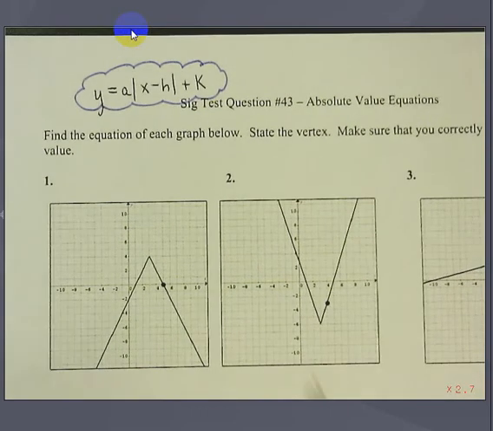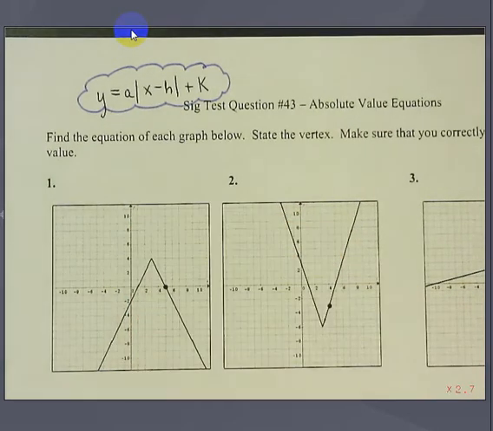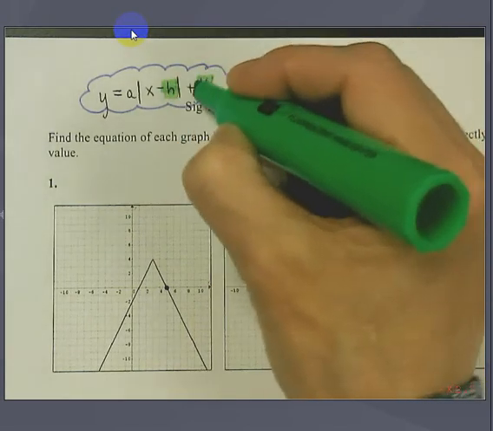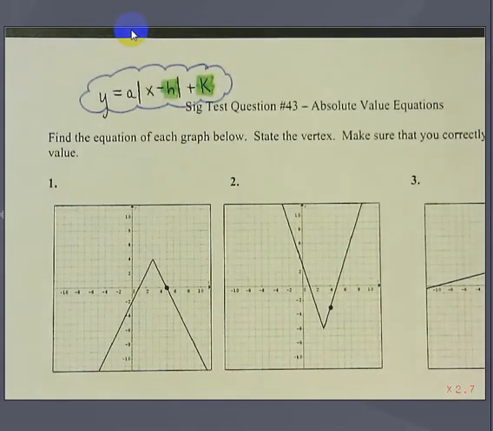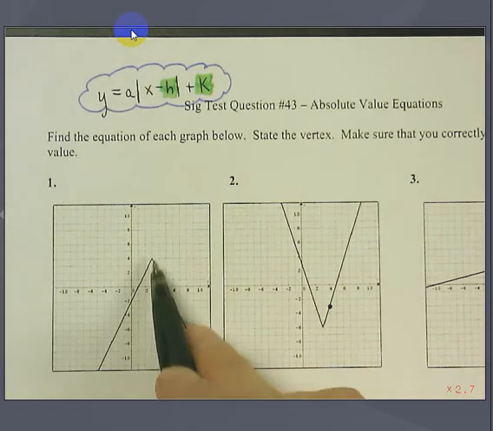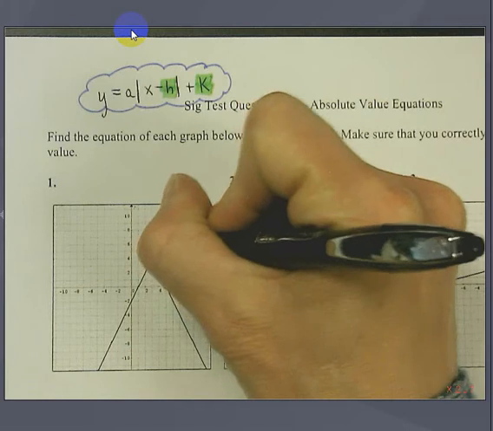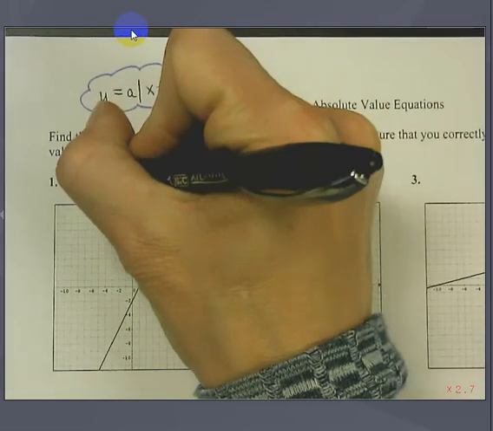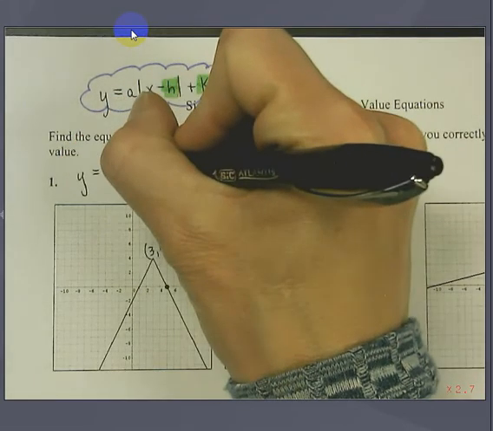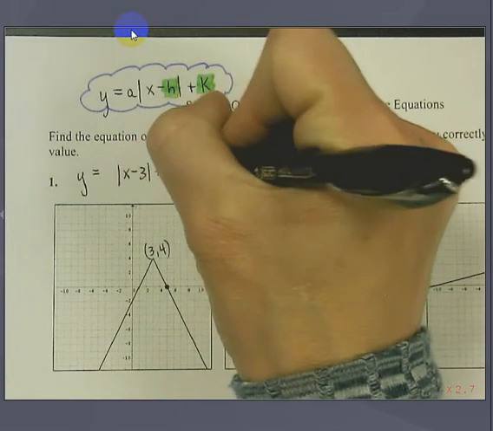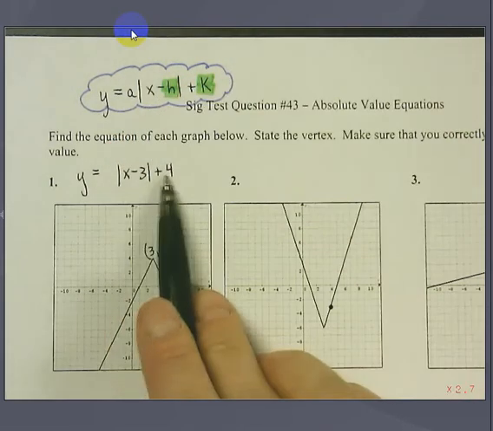All right, so h and k are still going to represent our vertex. So we want to start there. Remember, opposite h, same k. And so we go to this first problem, find our vertex, which looks like it's at 3, 4. And I'm going to write y equals absolute value of x minus 3, plus 4. Remember, opposite h, same k.